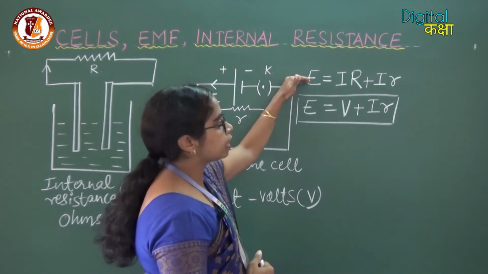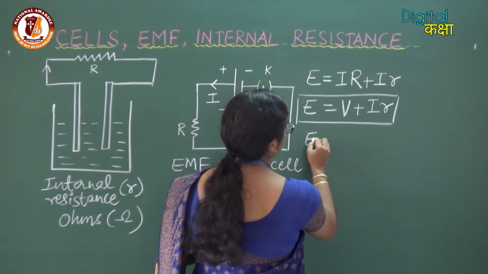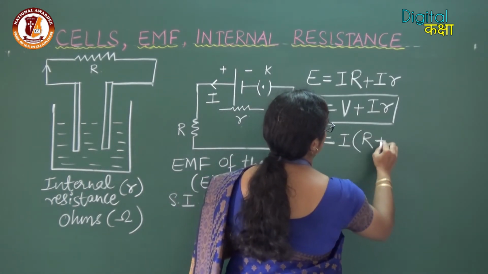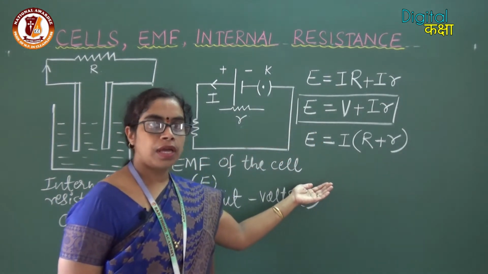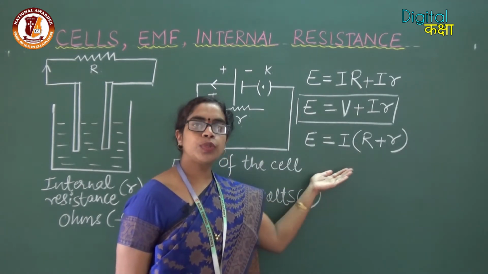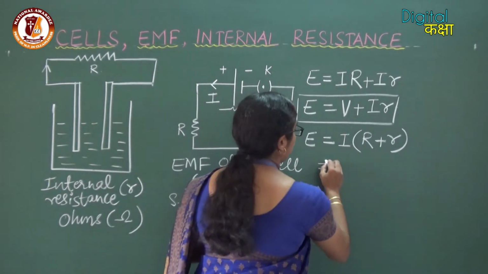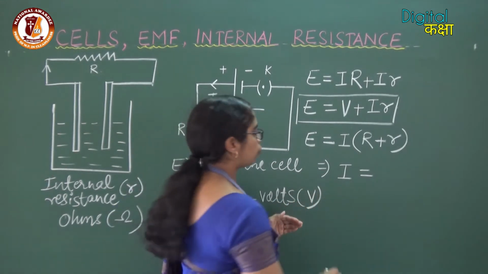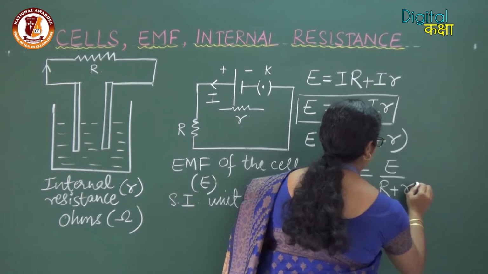Now, if I go with this step, in this equation, I can write it further as E is equal to I times, within brackets, capital R plus small r. I have taken the current common from the two terms on the RHS. From here, I get the value of I to be equal to E upon R plus r.